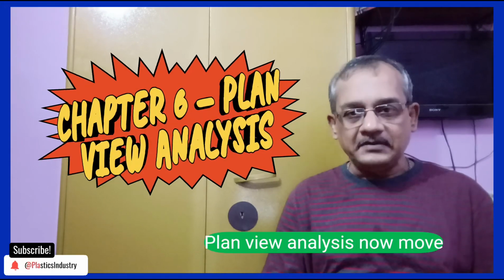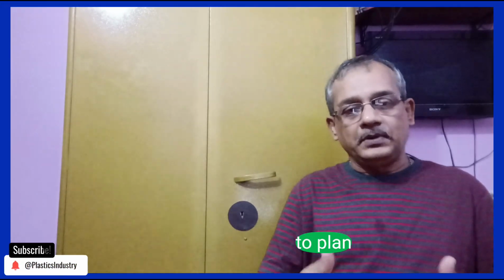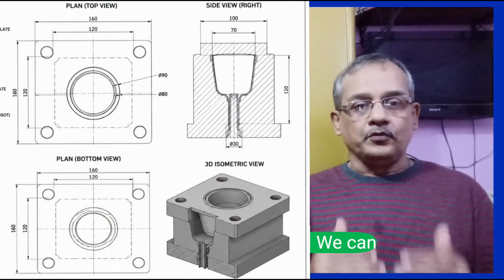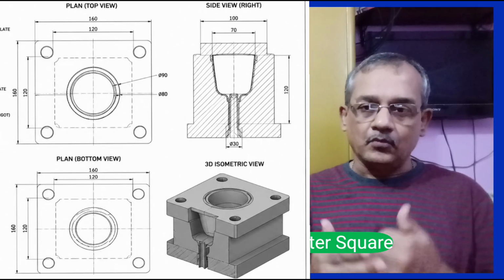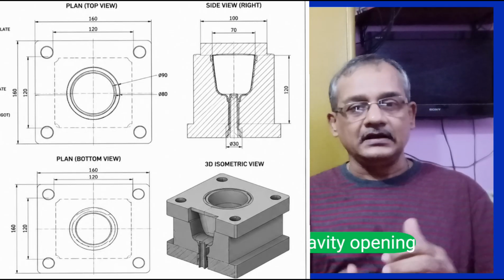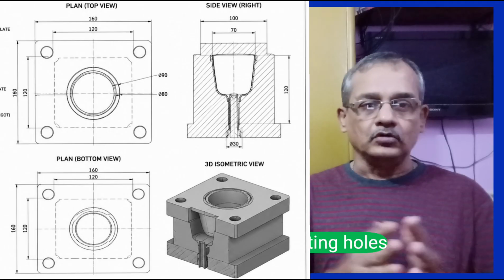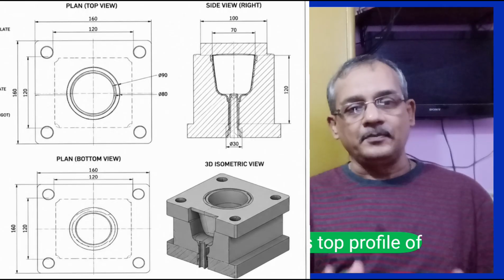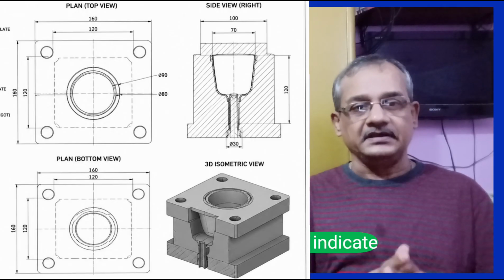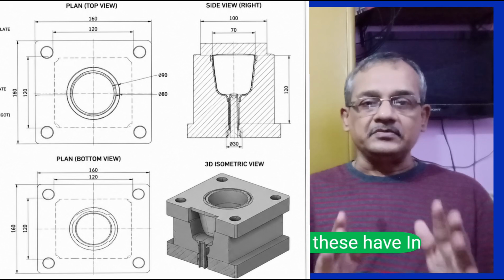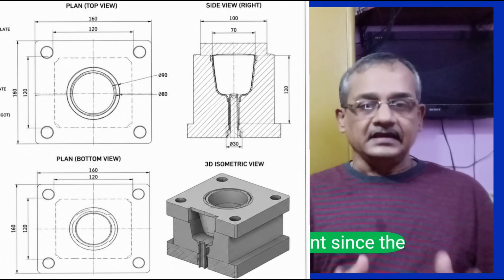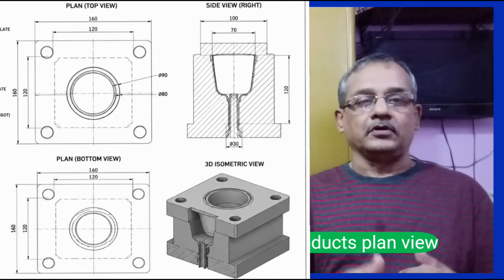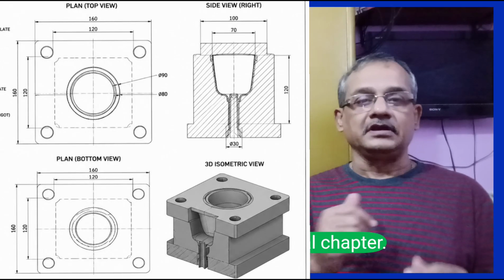Chapter 6. Plan view analysis. Now move to plan view. This is the top view. Here we can see outer square mold plate, central circular cavity opening, mounting holes. This circular opening represents top profile of cup cavity. Center lines indicate symmetry. This helps in machining and alignment. Since the cup is circular, plan view is simple. For complex products, plan view becomes more critical.